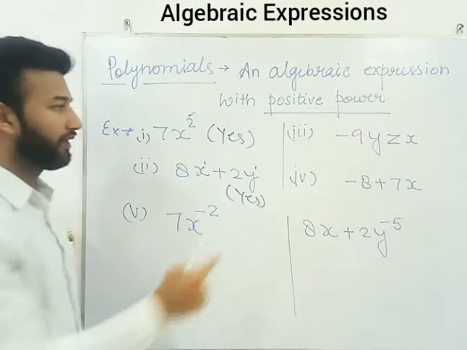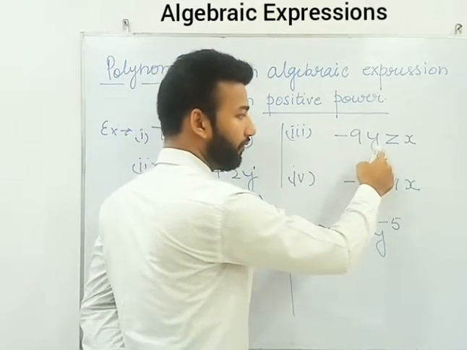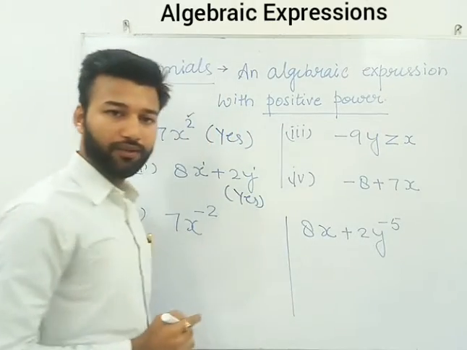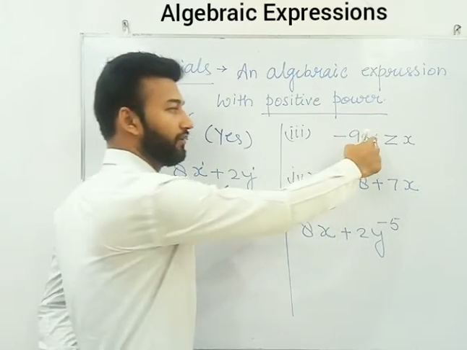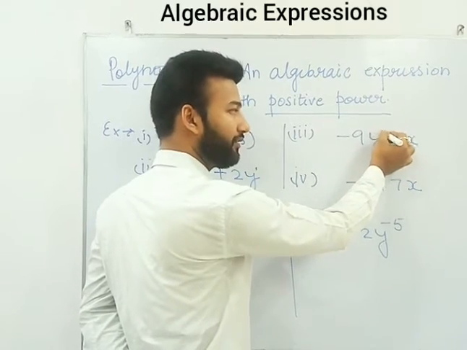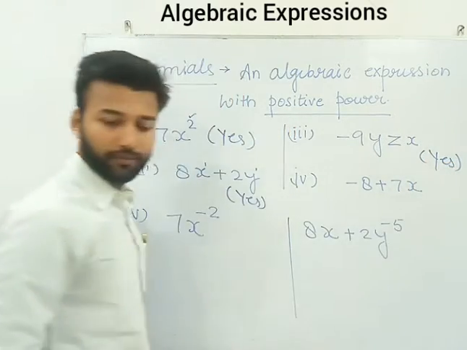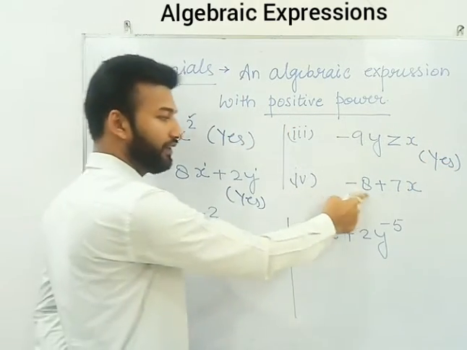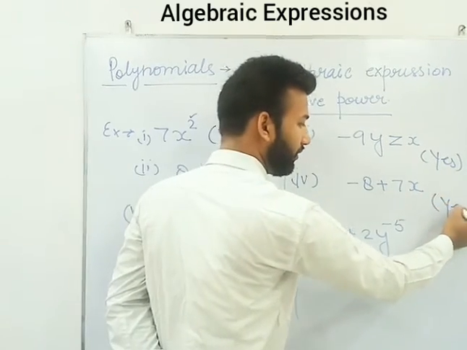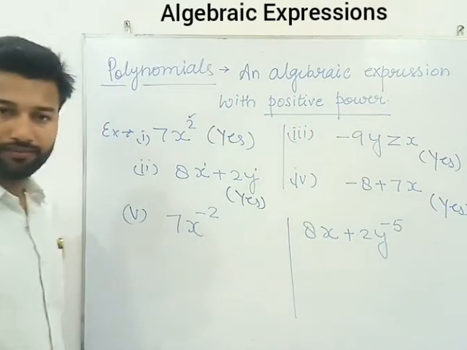Next, third, minus 9yzx. Is it a polynomial or not? Yes, because the power is positive. If nothing is written, then 1 will be there. So yes, it is a polynomial. Next, minus 8 plus 7x. Is it a polynomial or not? Yes, it is a polynomial.